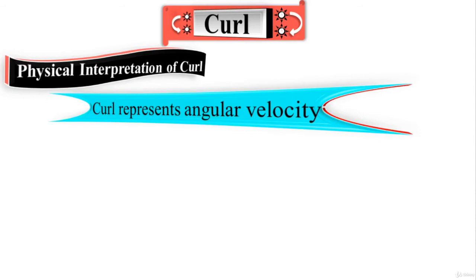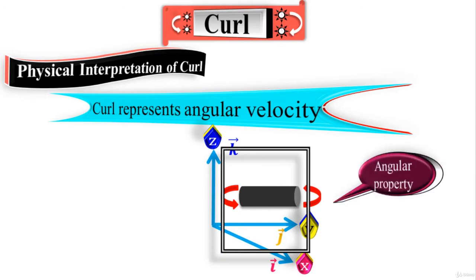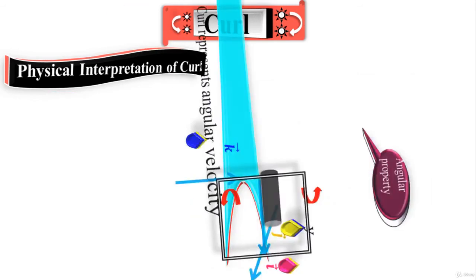Curl represents angular velocity. If there is any angular velocity in an object, we can use curl. Let's say, for example, there is an object. If it rotates either clockwise or anti-clockwise, it creates angular property. So as long as it creates angular property, I can use curl. Take any object. The wheel of a car is rotating. Any object that rotates about a point and creates angular velocity deals with a curl.